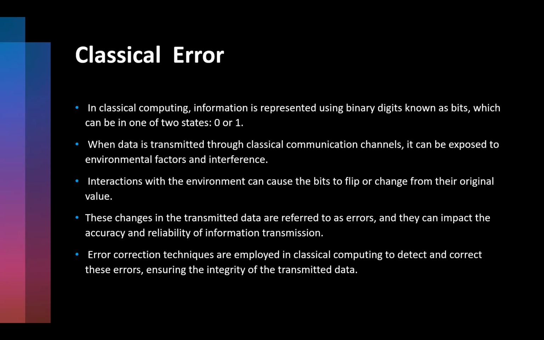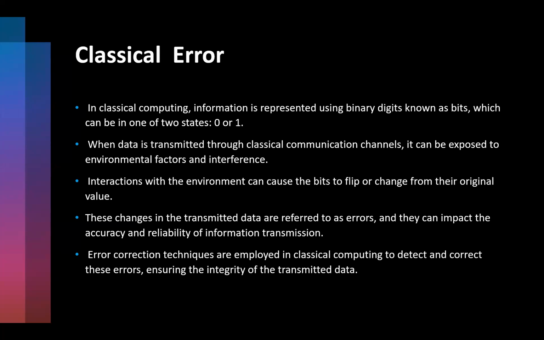So if any value of information changes, then the information is corrupted. These changes in the transmitted data are referred to as errors. These changing bits become errors in the information, and they can impact the accuracy and reliability of the information transmission. So we have the problem. Now we need the solutions.